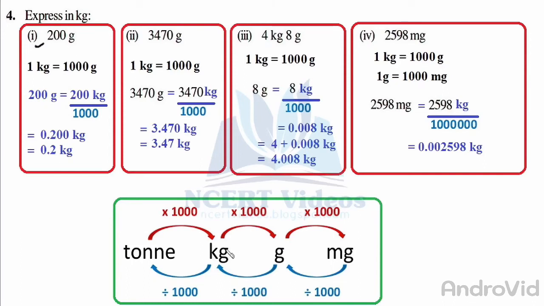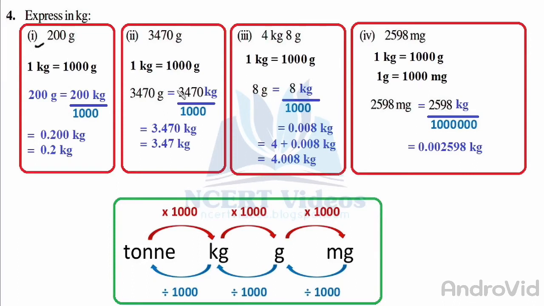If the question was to go from kg to grams, we would have multiplied, because we would be going from larger to smaller. But here we are going from smaller to larger, because a kilogram is heavy as compared to grams.